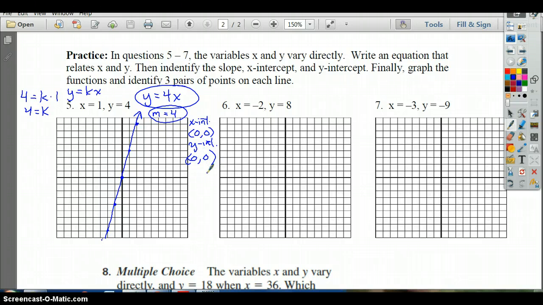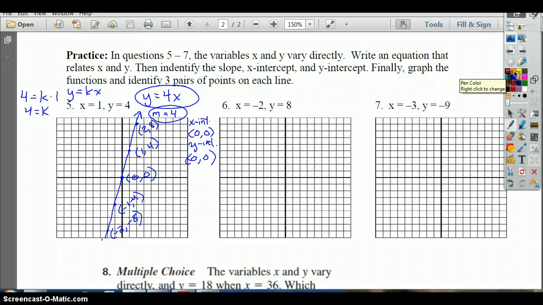Okay, finally graph the function and identify 3 pairs of points on each line. So here's 0, 0. This was 1 up 4. This is 2, 8. Back here, negative 1, negative 4, and negative 2, negative 8. Okay, so there's your first one. Now you have a baseline of what you expect in 6 here.